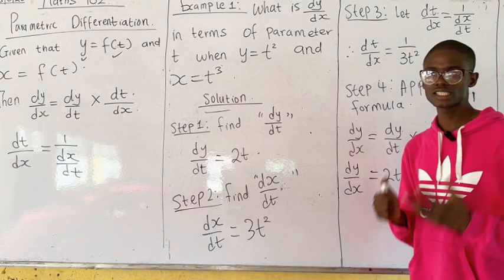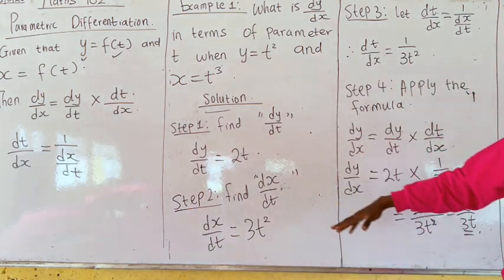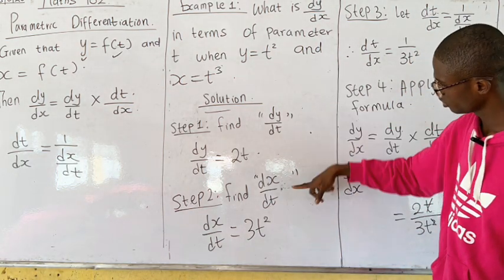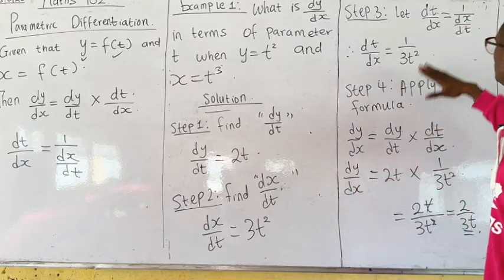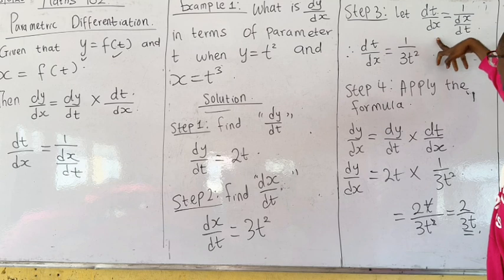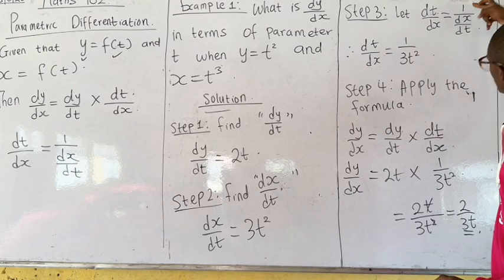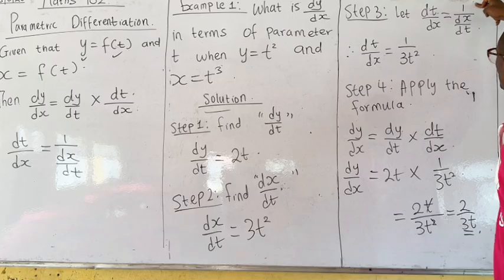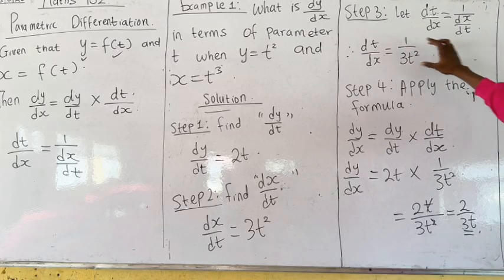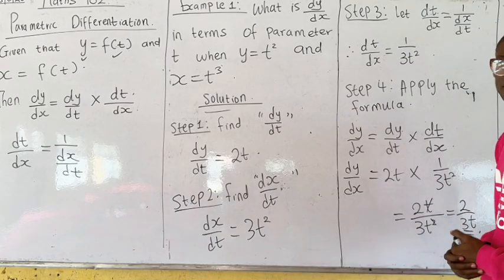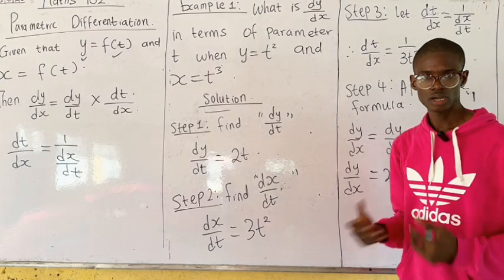So this is the simple application. First, get out dy/dt. Then get out dx/dt. Then you know that the dt/dx you're looking for is 1 over the dx/dt that you got. You apply it in the formula and you get your final answer. Let's see one more question and we'll wrap it up.